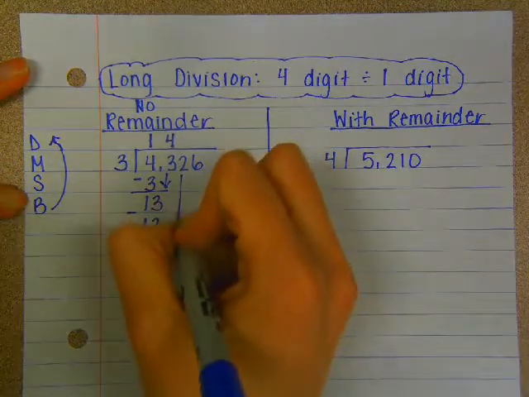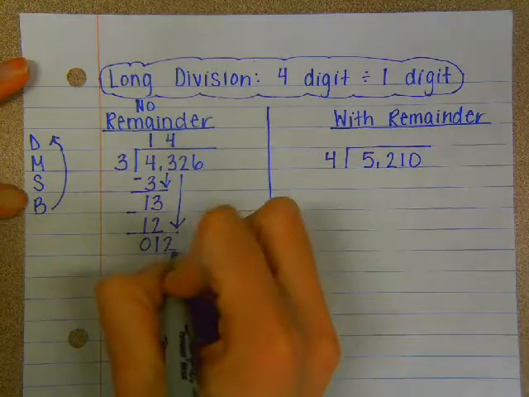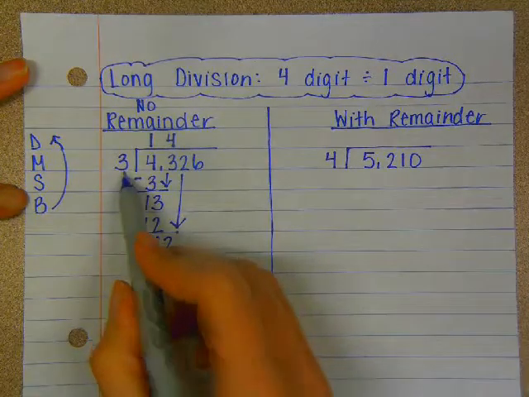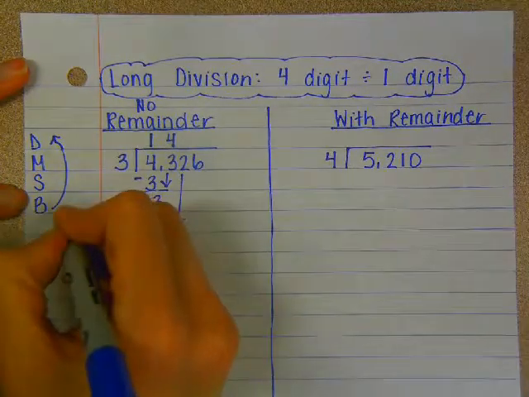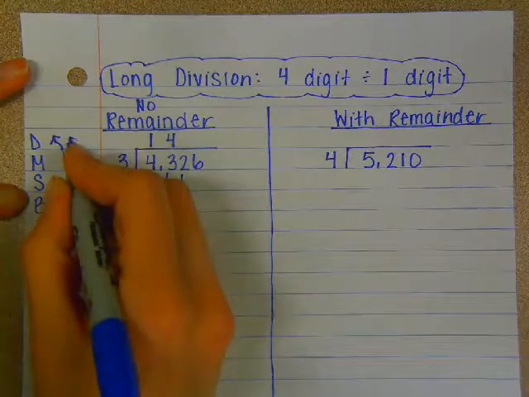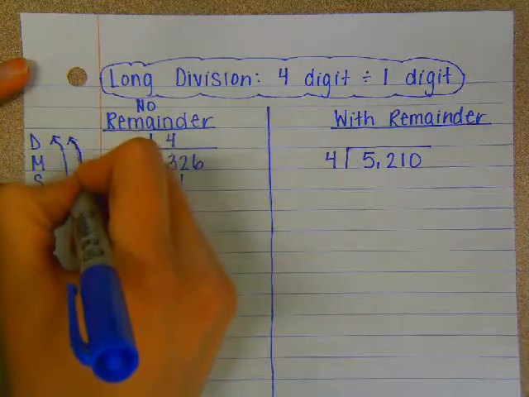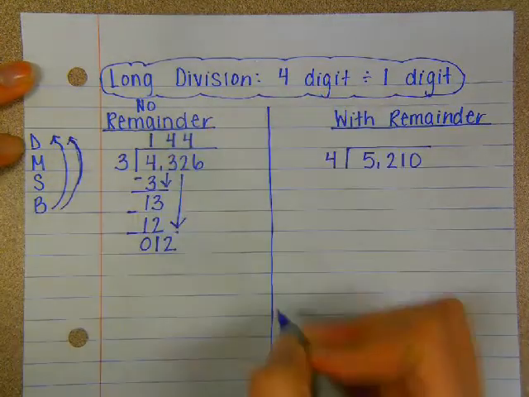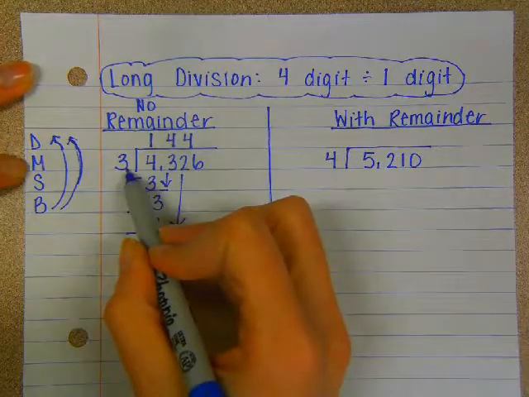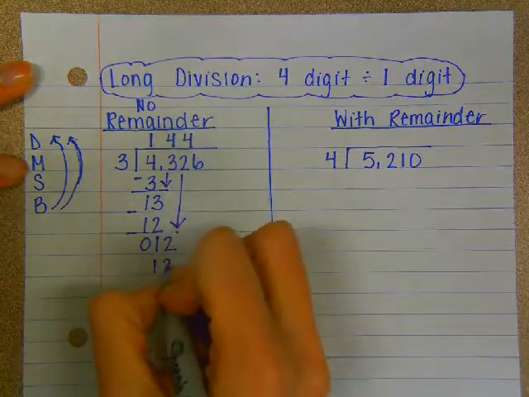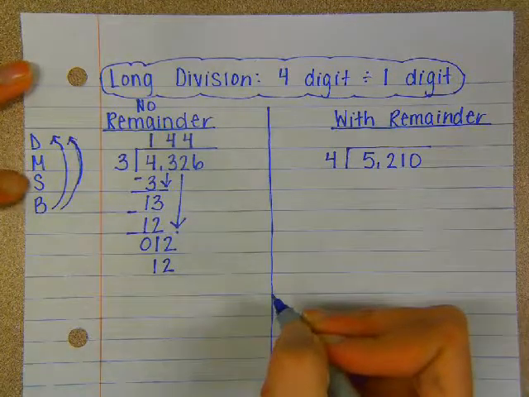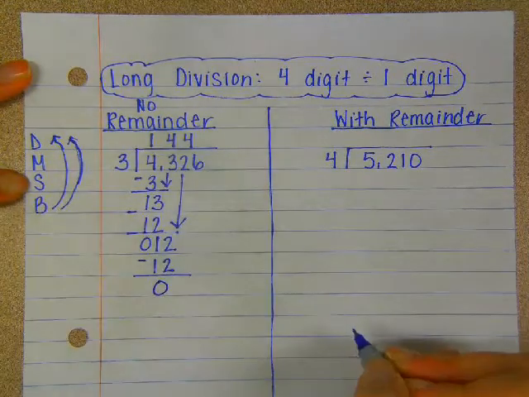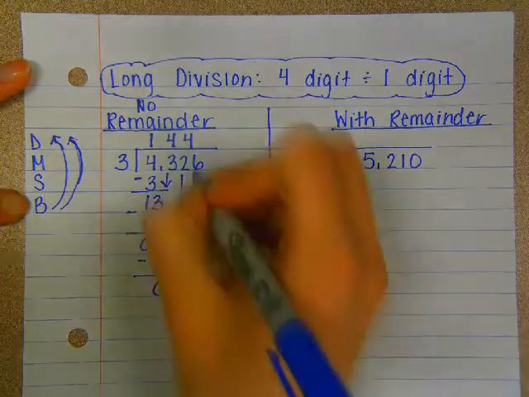So now I need to bring down my next digit, which is a 2, and I need to ask myself, how many times can 3 go into 12, because I am repeating my steps again, so I am back up to division. I know that 3 can go into 12 4 times. 3 times 4 equals 12. So now I'm going to subtract 12 minus 12, which is 0. My last step is to bring down the last digit.